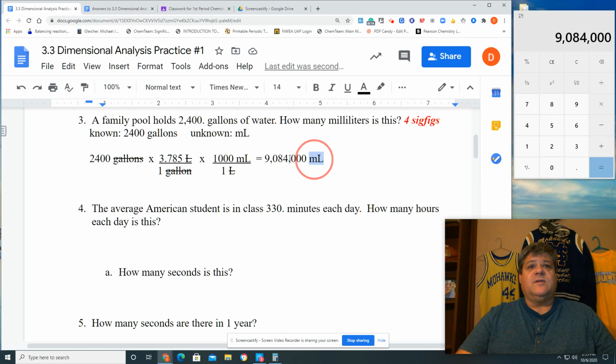So there's our answer. Let's highlight that. There's question number 3. Good. Hopefully you got it right. If not, hopefully what we did here helped you learn how to do dimensional analysis.